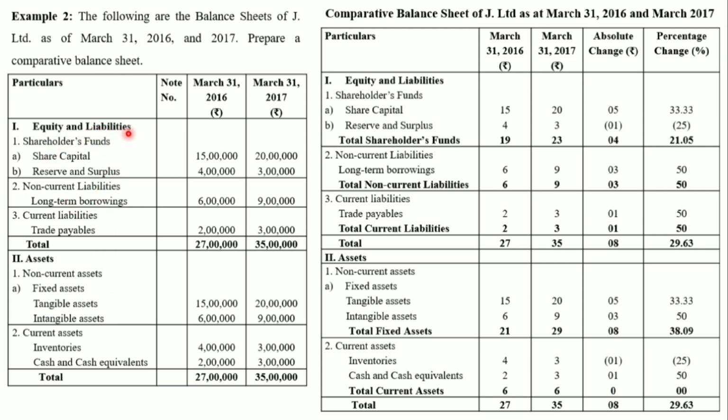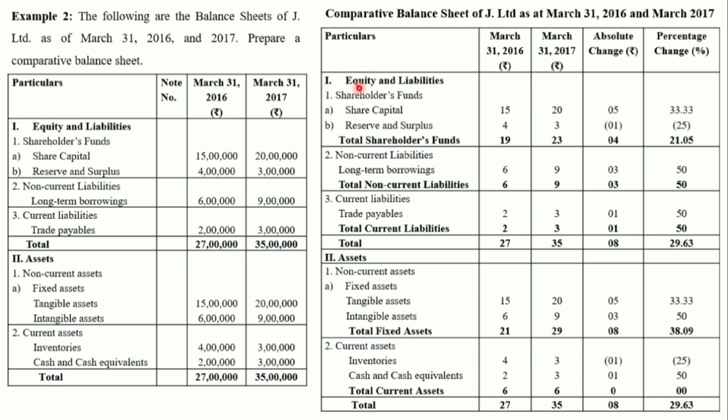Equity and liability, share capital, then non-current liabilities, current liabilities, and the asset part. This is a vertical balance sheet. From this balance sheet, we have to prepare the comparative balance sheet of J Limited. In a similar way, the first column is particulars, then previous year, current year, absolute difference, and percentage increase or decrease.